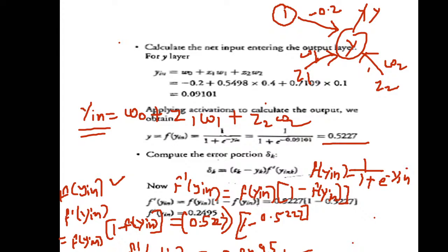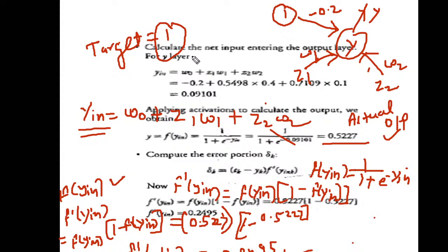So in short, now we got all the values, and the value which we got over here, that is y, is the actual output. But if you see, the target is given as 1, so there is a clear cut error.